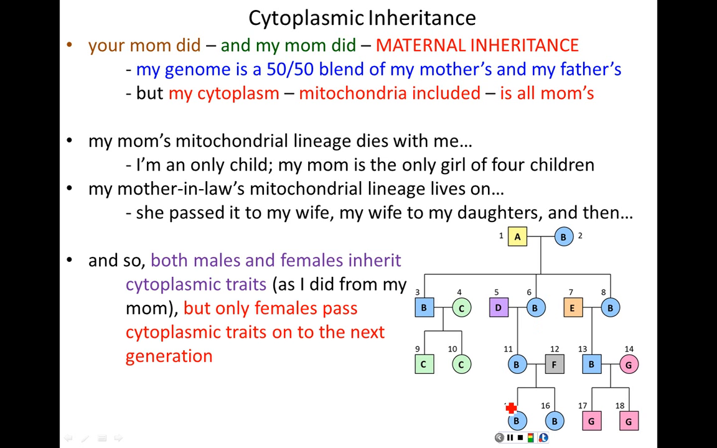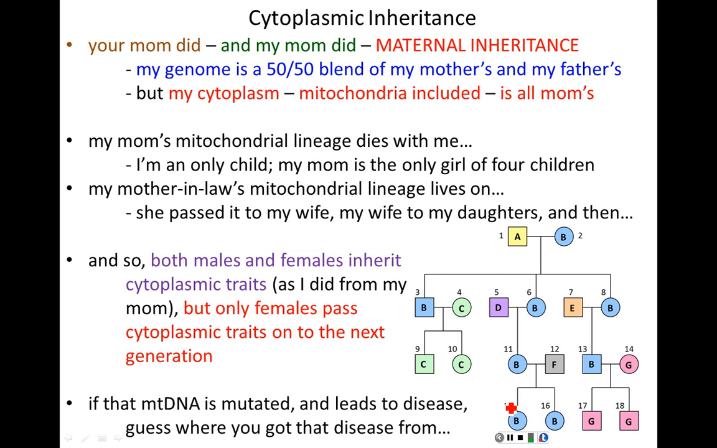So both males and females inherit cytoplasmic traits. I inherited cytoplasmic traits from my mother. I have mitochondria in my cell, and they came from my mother. But since I'm male, I can't pass that DNA on. Only females pass cytoplasmic traits on to the next generation because only females donate cytoplasm to the next generation.